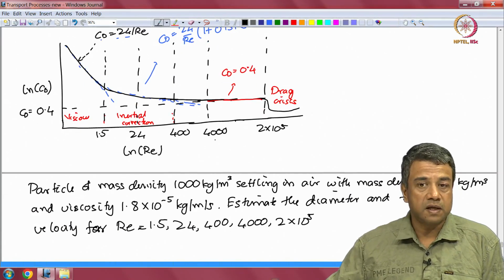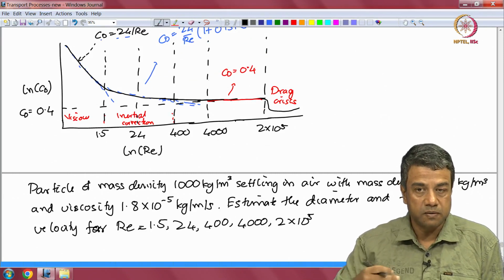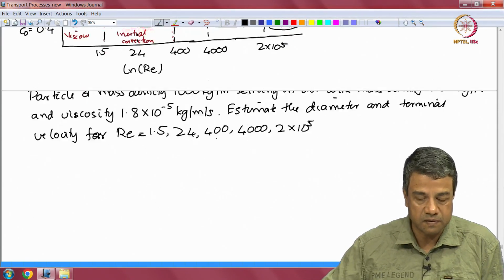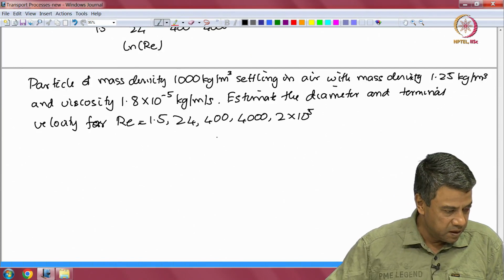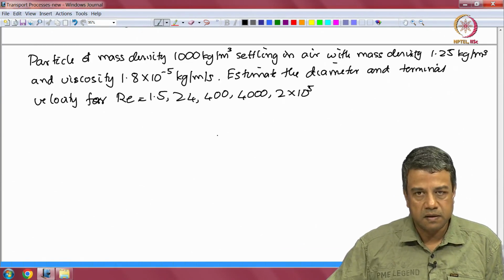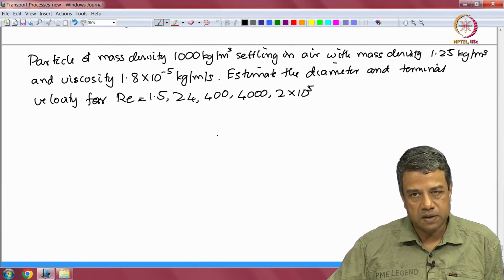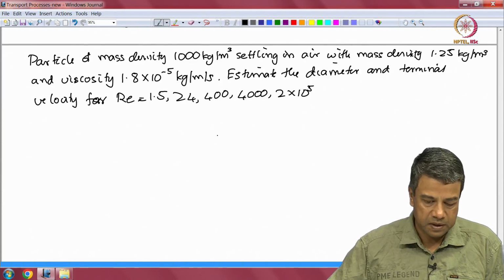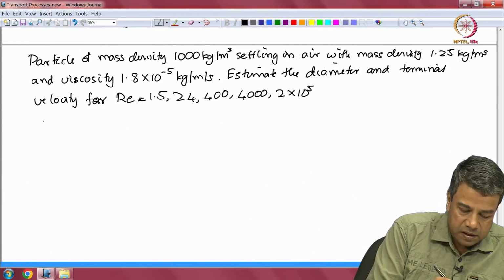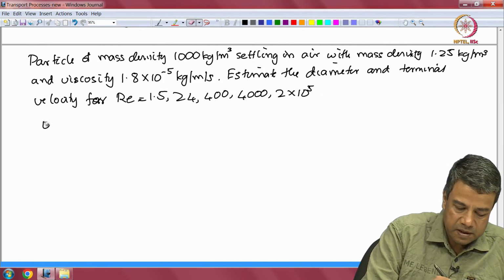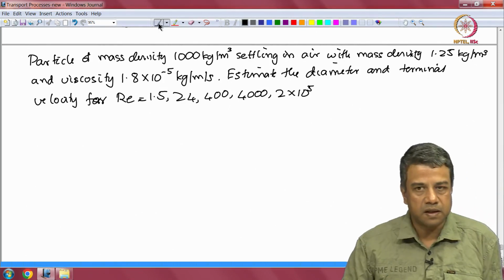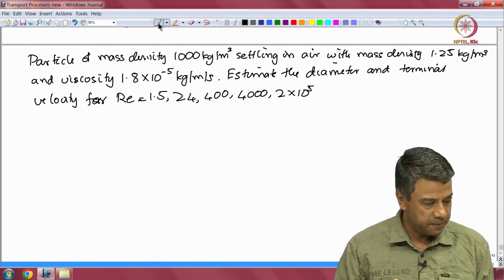Okay, what is the actual size of the particle at which you will see these different kinds of flow behavior? So, how do we calculate this? First of all, we have to estimate the terminal velocity. The terminal velocity is determined by a balance between the drag force and the gravitational force.